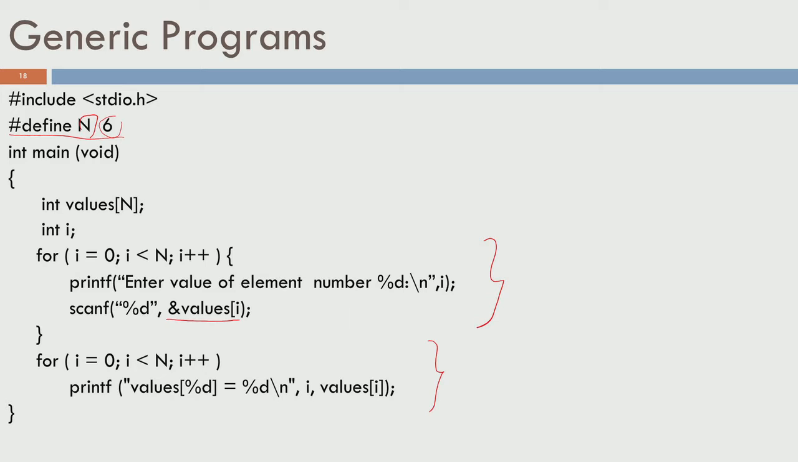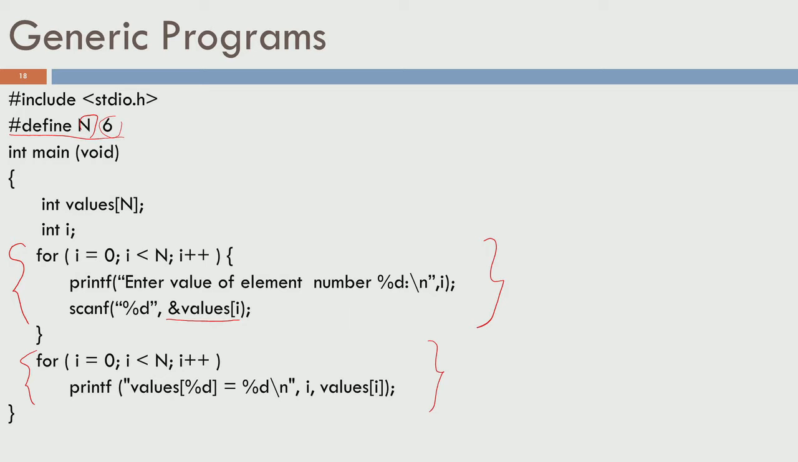Now if I go and look at this loop, let us see how to make sense of it. For I equals 0, I less than n, I plus plus. Wherever you see n, the C preprocessor will replace that with 6. So, this loop will run from 0 to 6. What this loop will do is read 7 elements numbered values of 0 to values of 6, and this loop also runs on the same n. So, it will print values of 0 to values of 6.